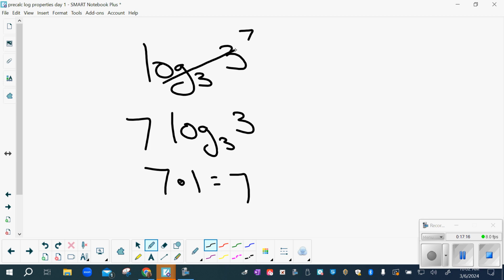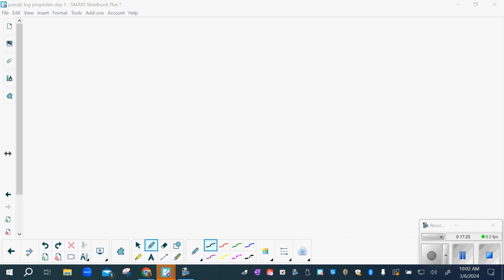That's why these properties work. Let's put them all together. These are my favorites. Let's start with expanding.